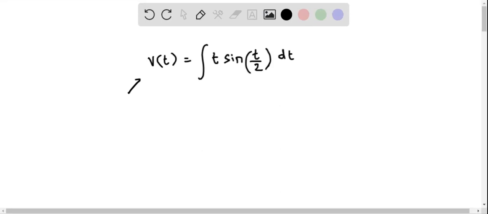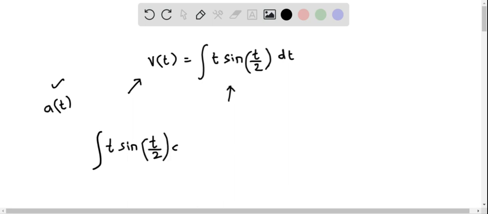Here we have v of t equals the integral of t sine t by 2 dt, and we have to determine the acceleration function that is denoted by a of t. So first we will have to integrate this expression, that is t sine t by 2, so that we will get the function for v of t, and then we have to differentiate the velocity function to get the acceleration function. So first, let's focus on integrating this expression, that is t sine t by 2.